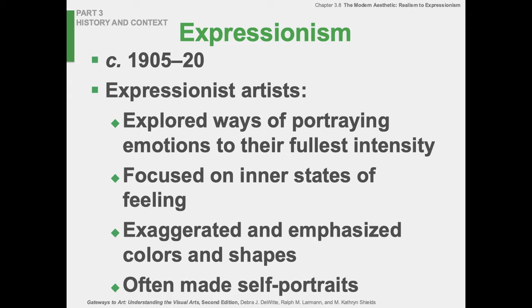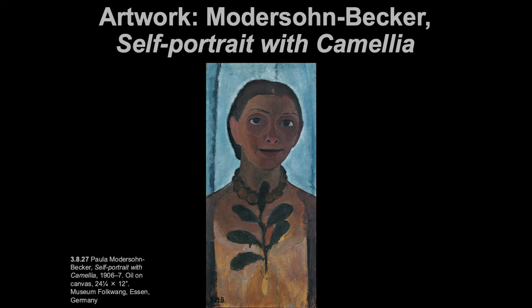Okay, last one we're going to look at for this chapter is Expressionism, 1905 to 1920. And some of it goes a little bit further, like almost all of these isms. The height of it is getting described here, but some people decided to keep doing this the rest of their life. So Expressionist artists are exploring ways of portraying emotions to their fullest intensity, and they're focused on inner states of feeling, okay? And exaggerating and emphasizing colors and shapes, and now that would be in regards to these feelings, these inner states. And often they did self-portraits because they know what they're feeling inside and how they want it to look on the canvas, the emotion and the color.